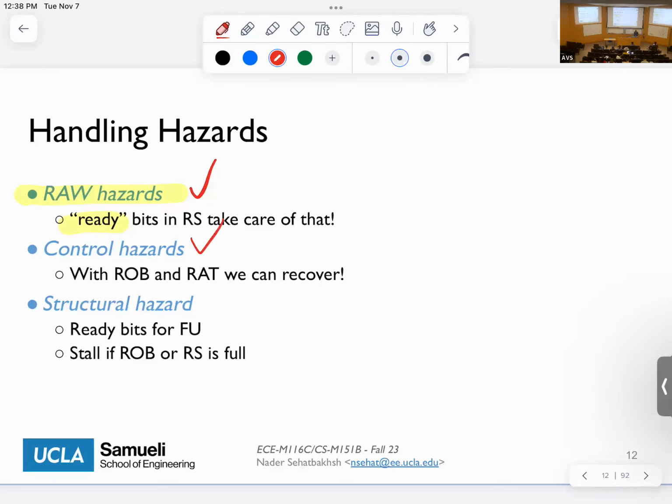And then if you have a structural hazard, which means that any of our units are full, then we're going to stall the processor. So we check the reservation station or ROB or functional units. If any of these three are full, we're going to stall the processor and make sure that they are emptied first, and then we're going to continue executing instructions. So we fix that by having this basic pack of all of these things.